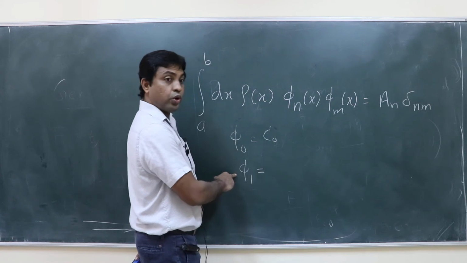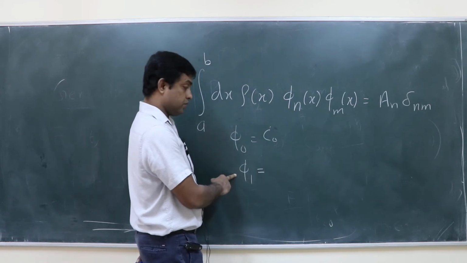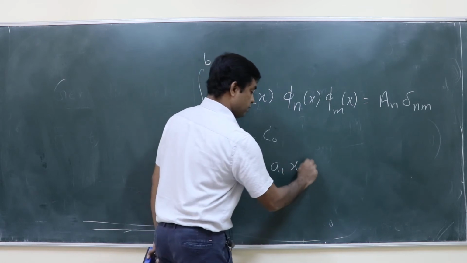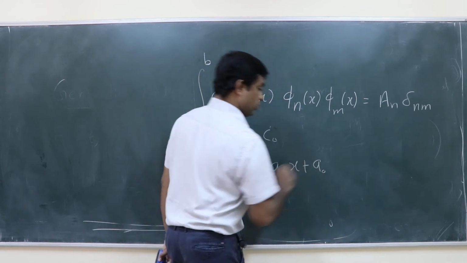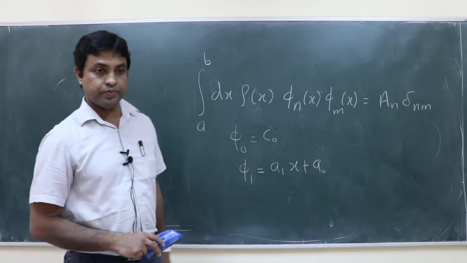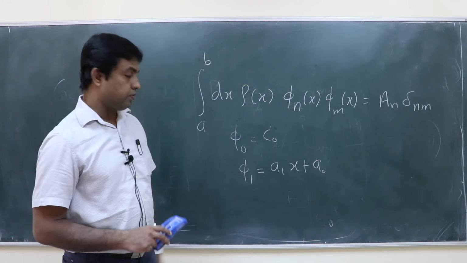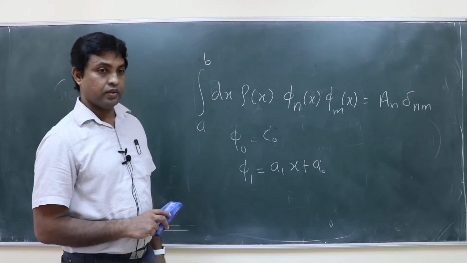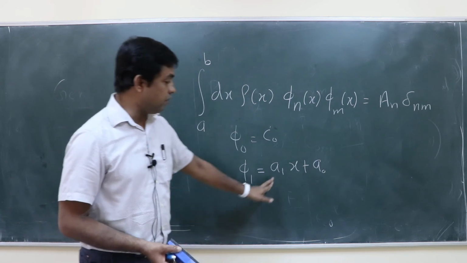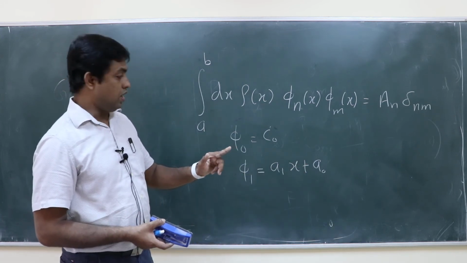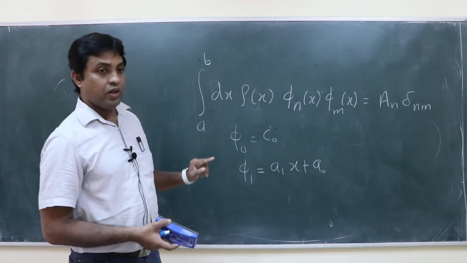It is a polynomial of order 1. That means the sum is a1 x plus a0, right? So a1x plus a0. Now you tell me, can I find out phi 1? Finding out phi 1 basically means finding out a1 and a0. So what should I do first?